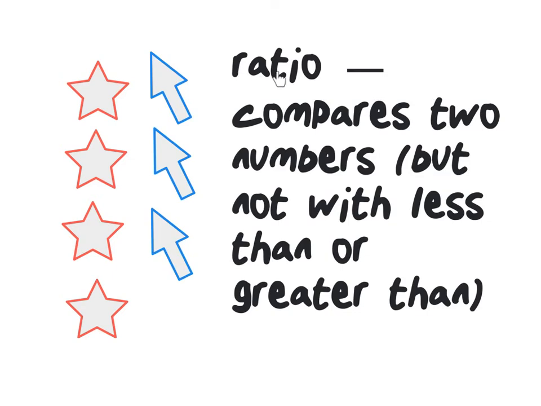So today we're looking at the concept of a ratio. A ratio is going to compare two numbers, but it's not going to use less than, it's not going to use greater than. So if I'm looking at this collection of objects, the stars and the arrows, and I'm going to say, hey, there are 4 stars and 3 arrows, and I want to record that a couple of different ways. We got to talk about the different styles.